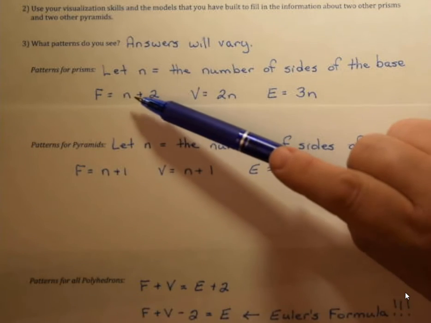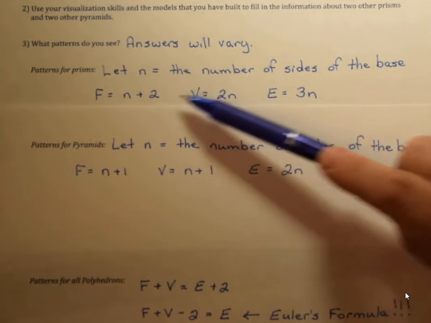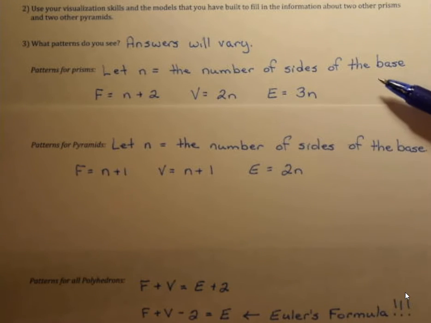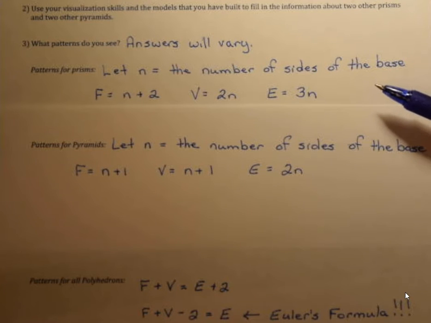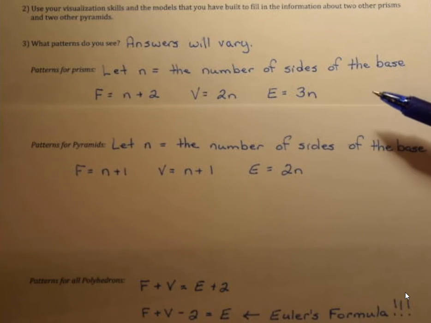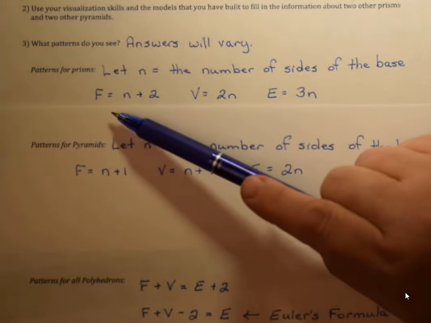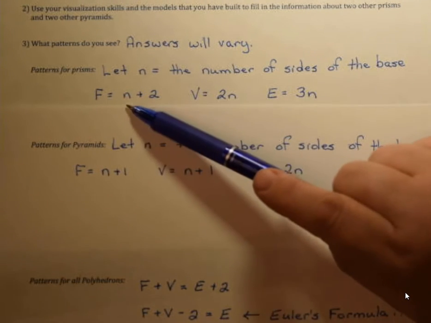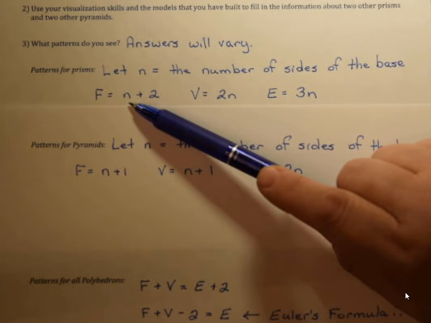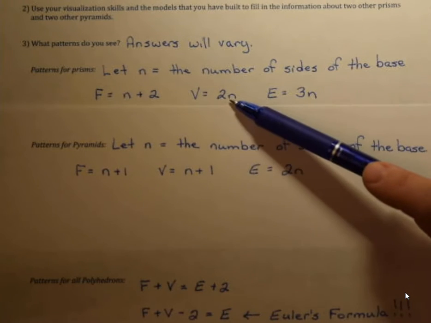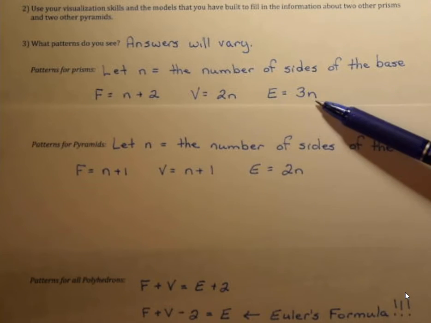So for the prisms, if n was the number of sides of the base, so in other words, if it was a triangular base, n would be 3. If it was an octagonal base, n would be 8, and so on. Well, I noticed that the number of faces was always 2 more than n, and that the number of vertices was 2 times n, and that the number of edges was 3 times n.